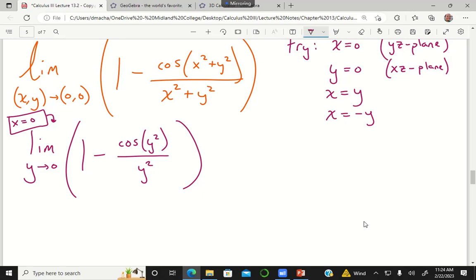So as y approaches 0, I can't really tell what's going on yet, but remember the limit of a constant is just that constant, and if I'm taking the limit of two things that I'm adding or subtracting, limit rules allow me to separate that. And so I can just easily make this the limit of 1, which is 1, minus the limit as y approaches 0 of cosine y squared divided by y squared.